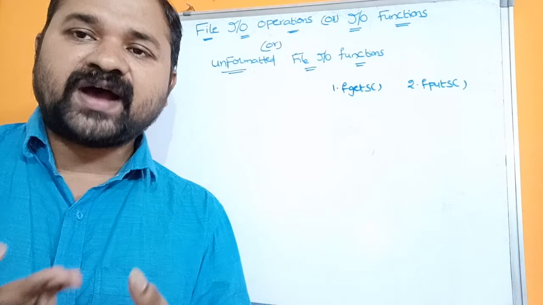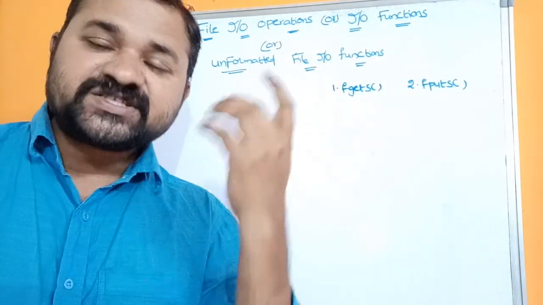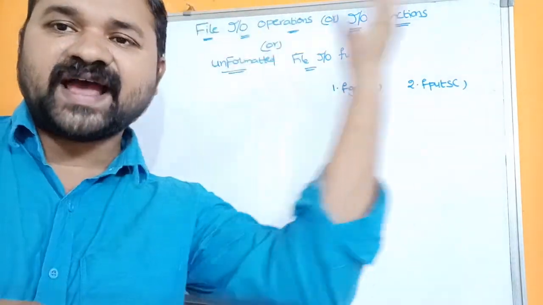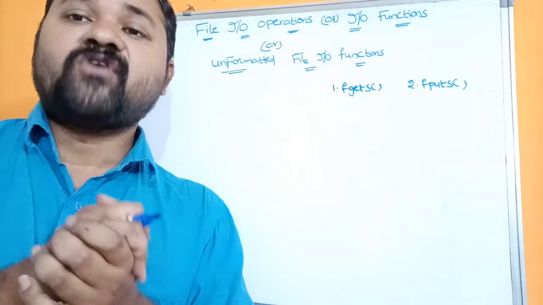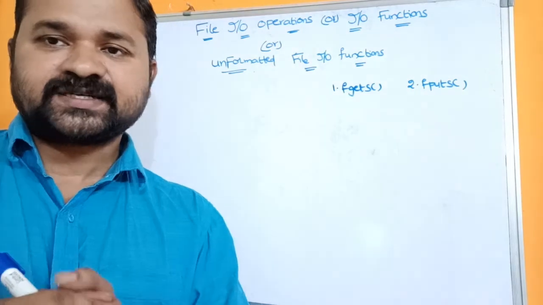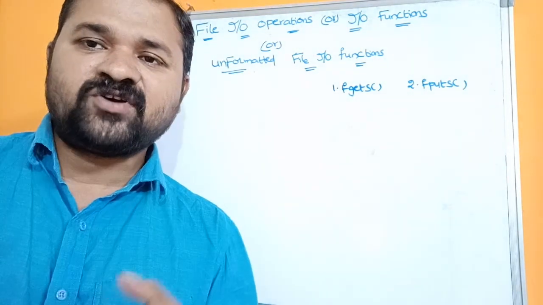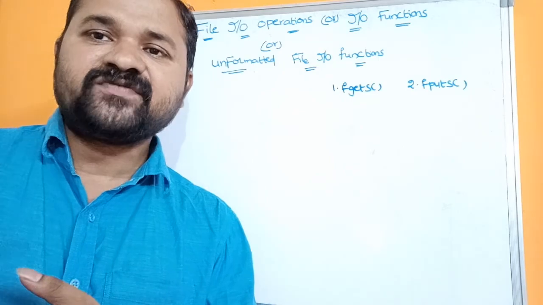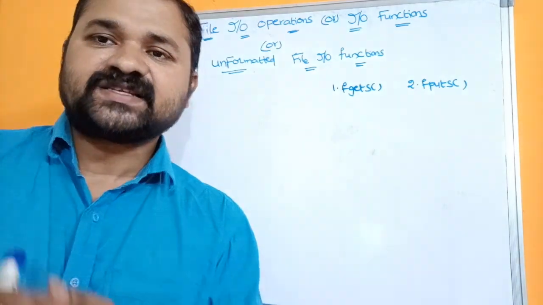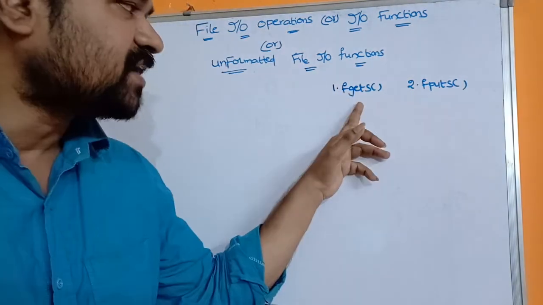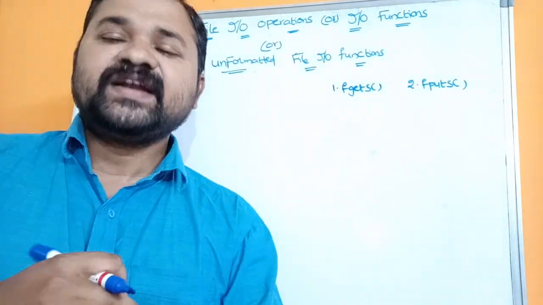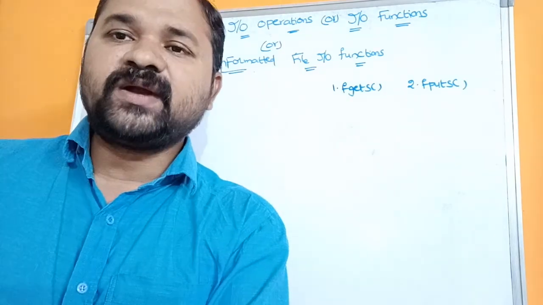Mainly there are two file IO functions available. First one is formatted file IO functions, second one is unformatted file IO functions. In the previous video we have seen about formatted file IO functions, whereas the second one is unformatted file IO functions. There are six unformatted file IO functions. First one fgets, second one fputs. In the previous video we have seen about fgets as well as fputs function. In this video we are going to discuss about fgets and fputs function, whereas in the next video we will discuss about getw and putw functions.